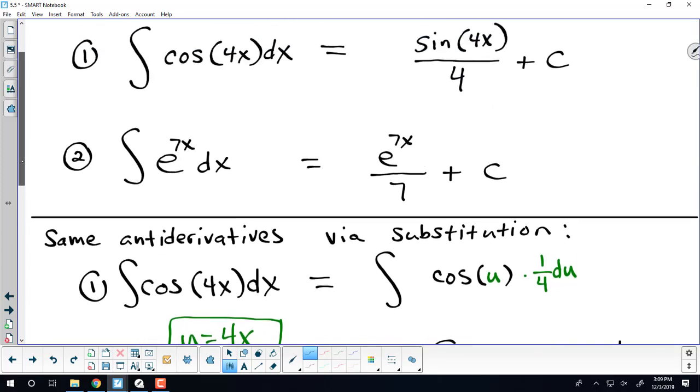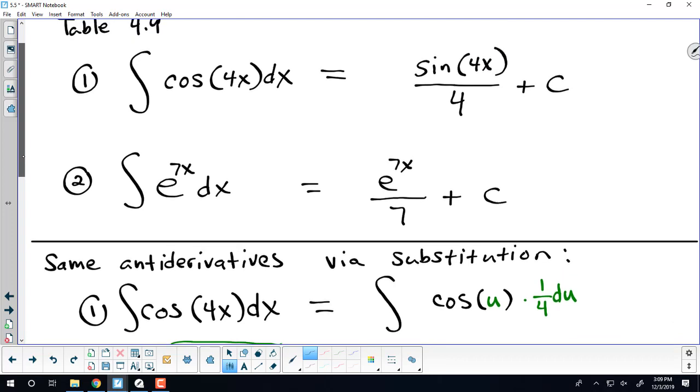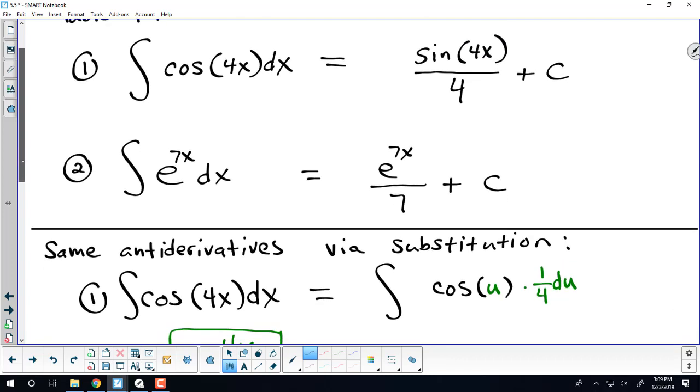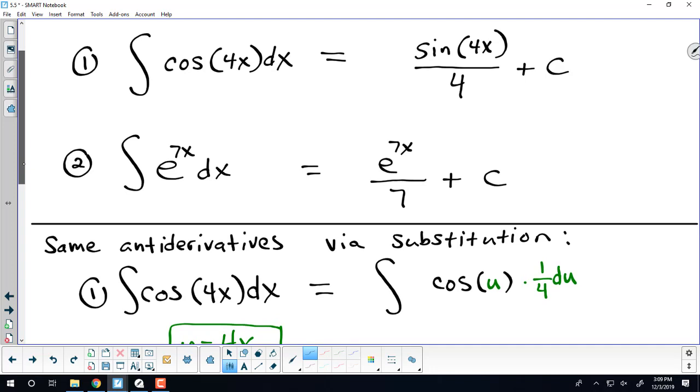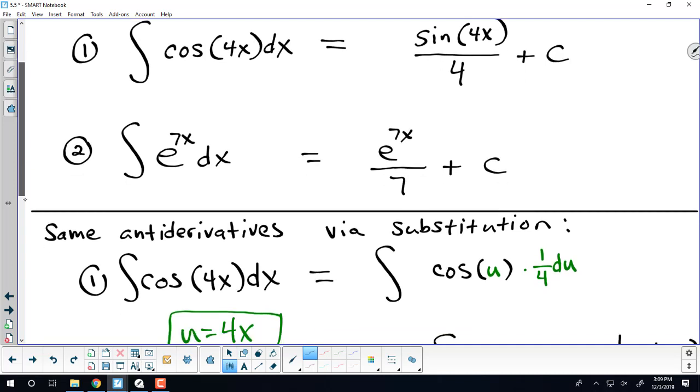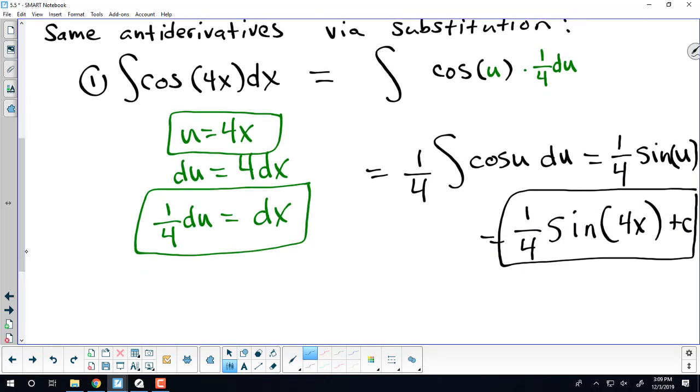So like this first one here, if it's cosine of ax, the antiderivative is sine ax divided by a. It comes from the substitution. Why did you get rid of the x on the du equals 4dx?